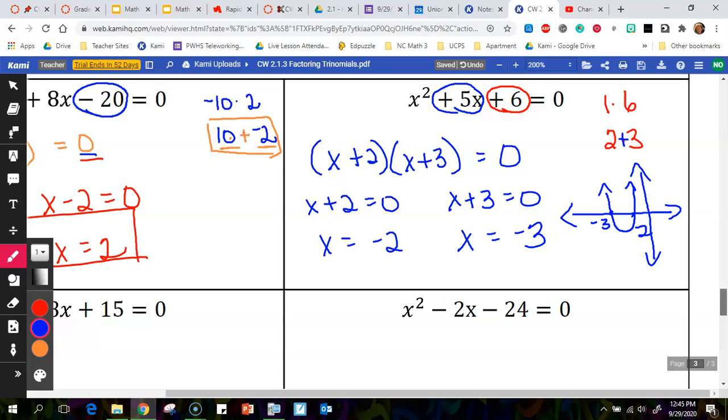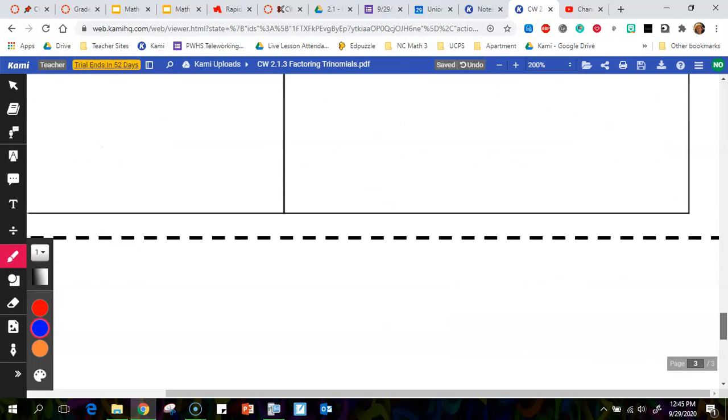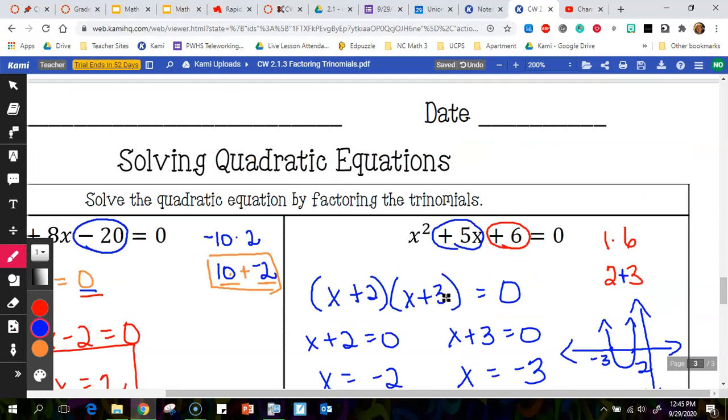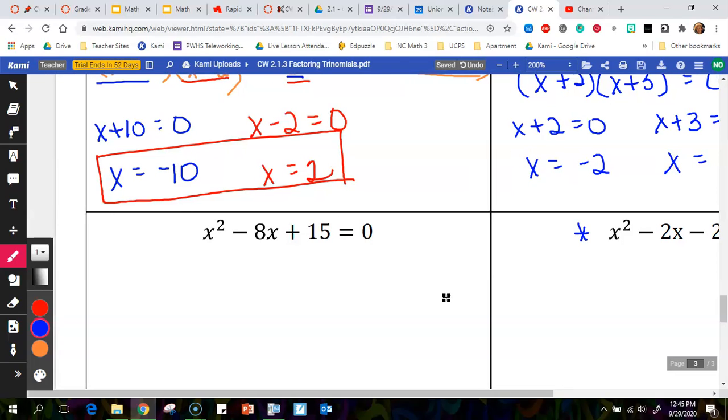Okay, I want you to try the last two on your own. So let me do this with the mouse pad. Okay, there we go. So I want you to try this one, and I want you to try this one. So I only left you a few to try by yourself.